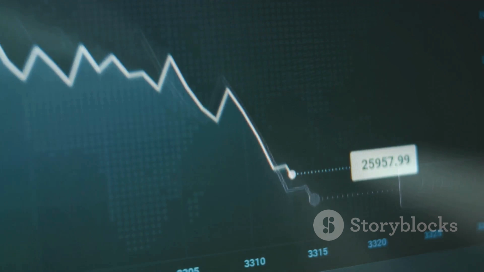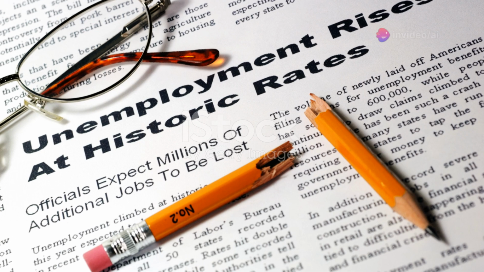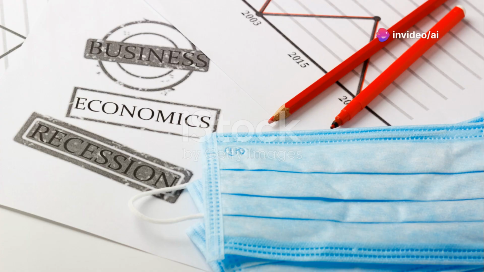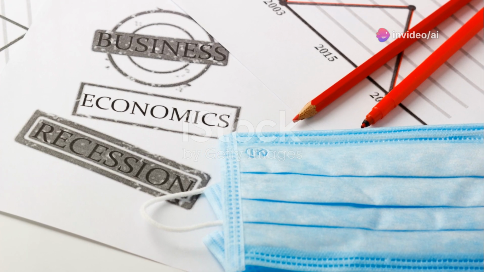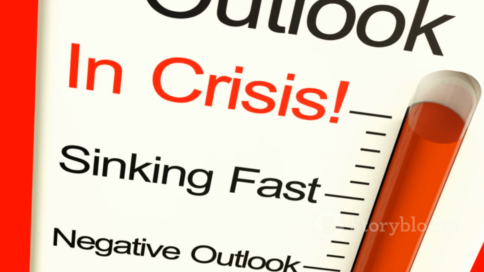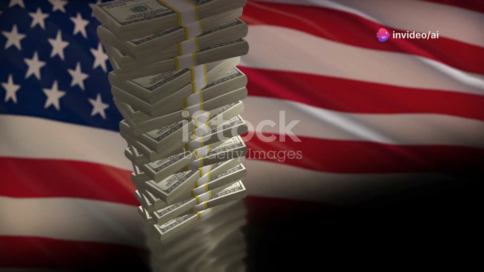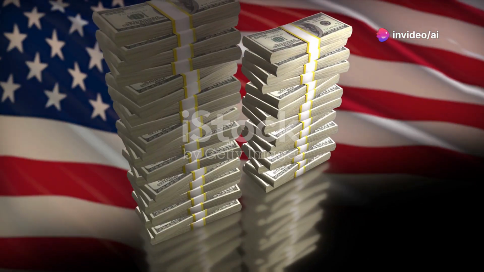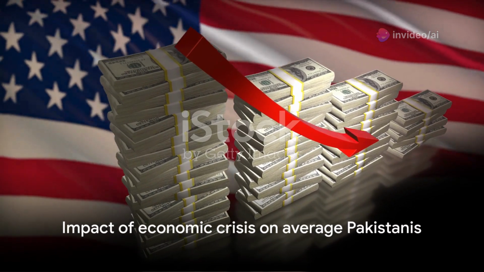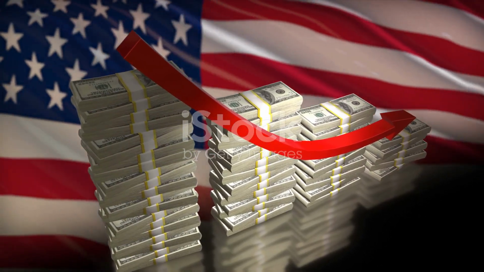Another chart worth noting is that of the GDP growth rate. It has been on a downward trend, indicating a slowdown in the overall economic activity. This is a cause for concern, as a lower GDP growth rate can lead to reduced economic opportunities, lower income levels, and an increase in poverty. Lastly, the foreign exchange reserves chart shows a continuous decline, pointing towards the country's dwindling ability to pay for its imports or service its external debt. These charts paint a grim picture of Pakistan's economy, but what does this mean for the average Pakistani?